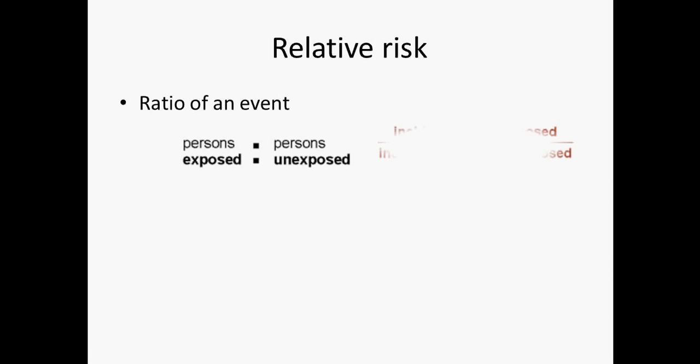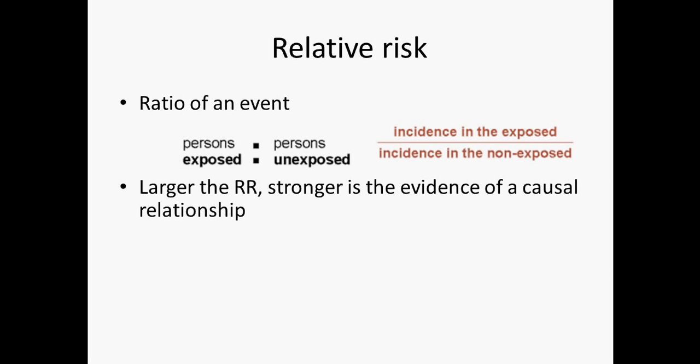It is also given by the formula: incidence of the disease in the exposed over incidence of the disease in the non-exposed. Now, we need to remember one thing: the magnitude of the relative risk is one of the criteria we use to estimate the strength of a causal relationship between an exposure and an outcome. So, the larger the relative risk, the stronger the evidence of a causal relationship, everything else being equal. For example, a relative risk of 10 provides better evidence for a causal relationship as compared to a relative risk of 3.